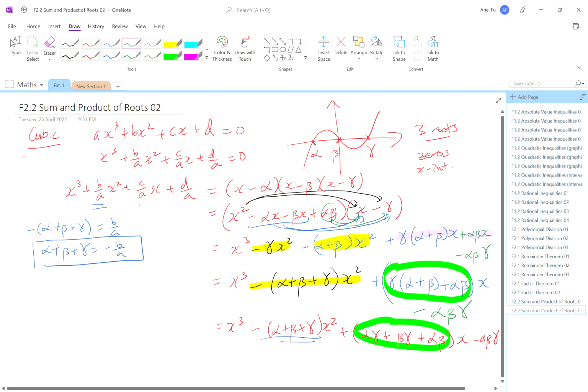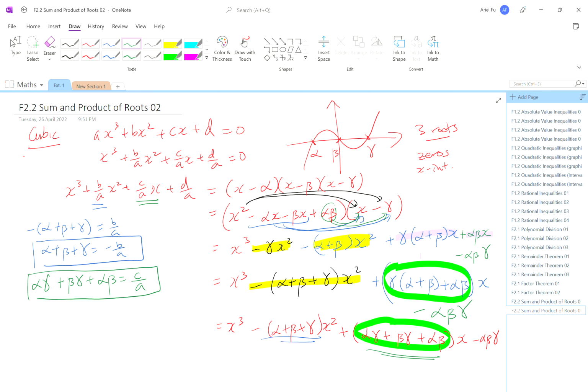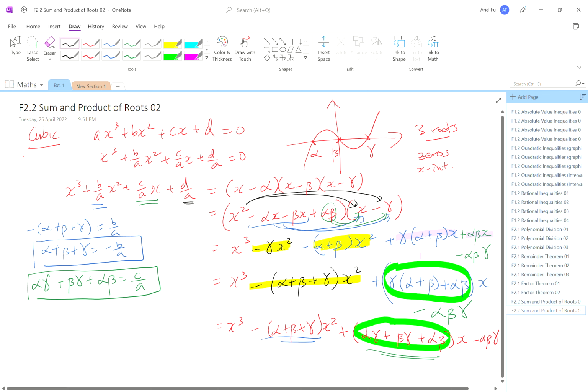Now looking at all the x terms, if I equate that, that means alpha gamma plus beta gamma plus alpha beta is equal to c on a. That's the second one. This is the pairs of roots. And finally, if I look at the very end and equate it, I end up with negative alpha beta gamma equals d on a, which means alpha beta gamma is equal to negative d on a.